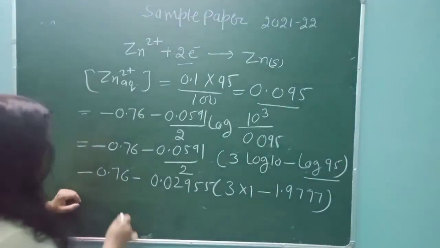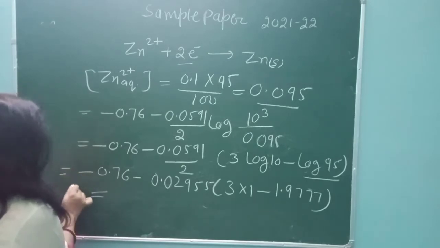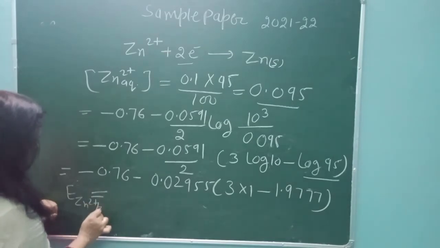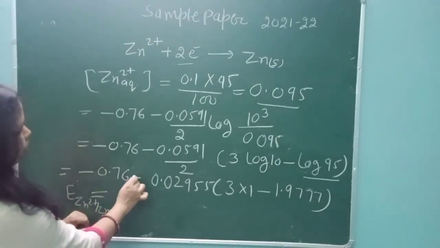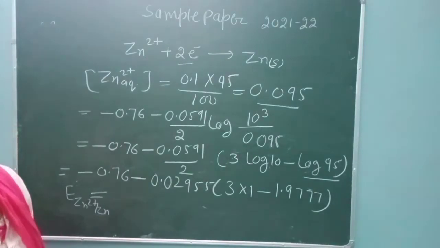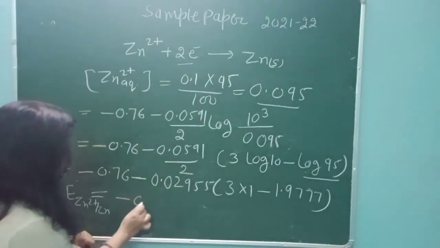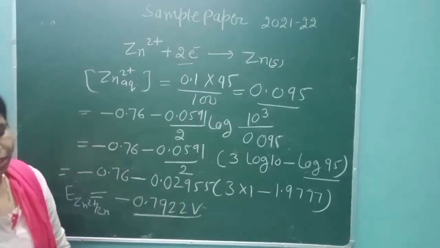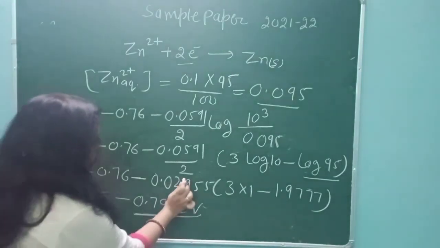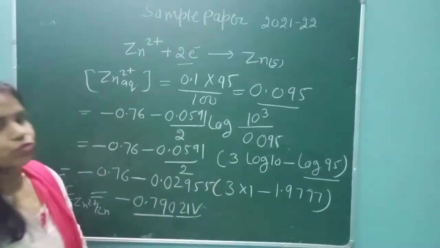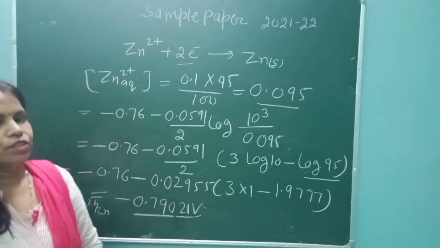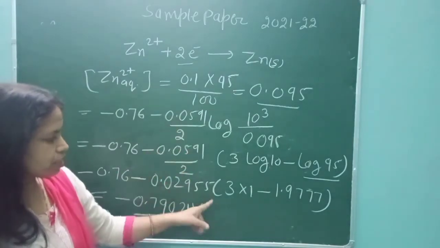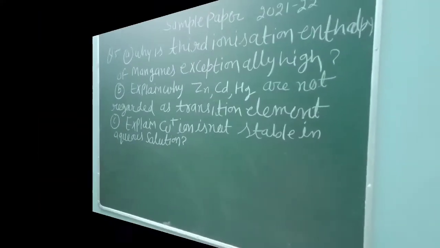What you get is the value 0.0223. Answer is E cell of Zn2+ and Zn; when we calculate this value it is also negative. Your answer is minus 0.7922 volts. So you can calculate and write down. Is it clear how to calculate this question? Yes. This is the solution of question number 4.